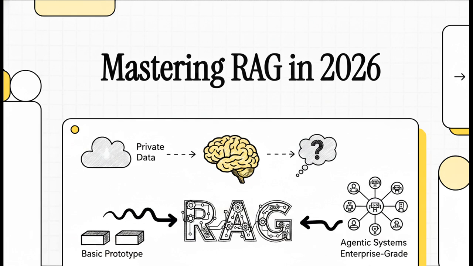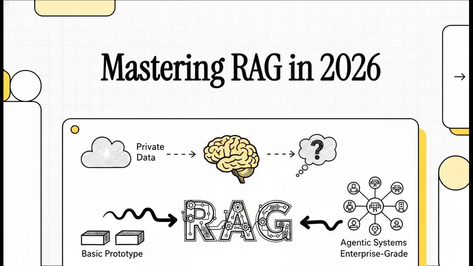But man, this technology has moved incredibly fast. Today, we're doing a complete deep dive into the evolution of RAG. We're going to look at how it transformed from those basic, kind of naive prototypes just a few years ago into the highly complex, agentic, production-grade systems that are literally powering the enterprise in 2026.